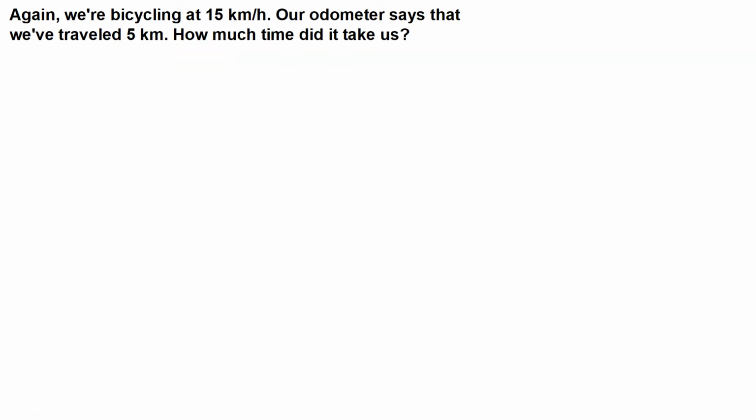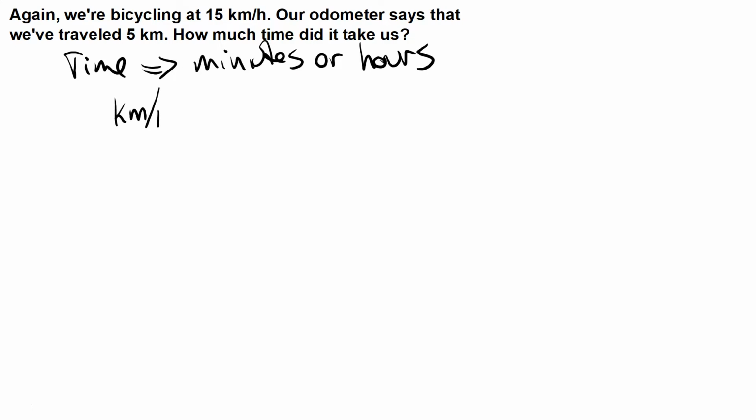Okay, now we've got another similar question. Again, we're riding our bike at 15 kilometers an hour. Our odometer says we've traveled 5 kilometers. How much time did it take us? Well, the key thing we're looking for is that this time we're looking for an answer in time. So that means we want an answer in minutes or hours. But we've been given a speed in kilometers per hour, and we've got a distance traveled in kilometers. So how are we going to get this answer down into time?